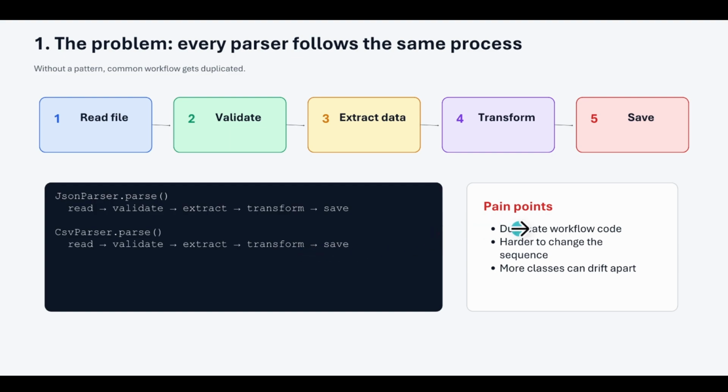So there are some pain points: duplicate workflow code, it is harder to change the sequence, and more classes can drift apart. Let's say now I'm reading a file from a directory, and the next day I have to download that file from some cloud, or get that file from anywhere. Then I need to change that read file step in all these parsers. Would that be a great choice? No, correct? So for this, we have the template method.